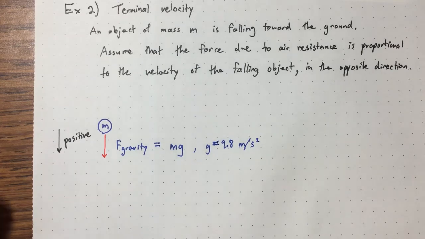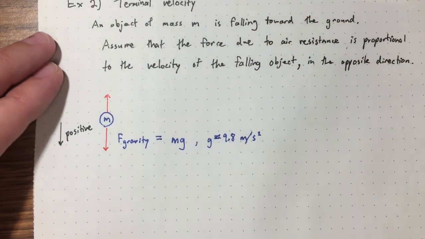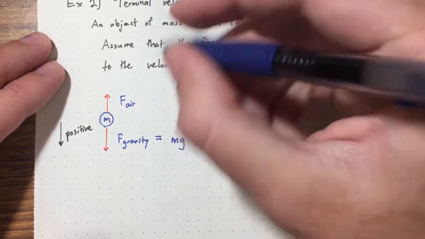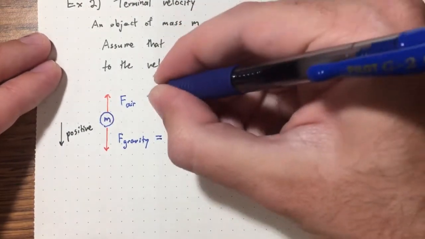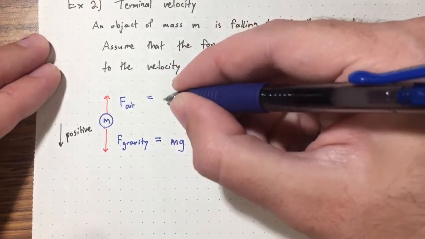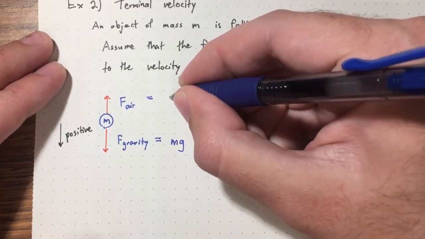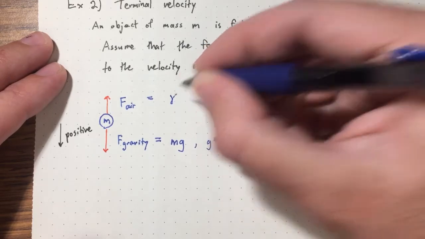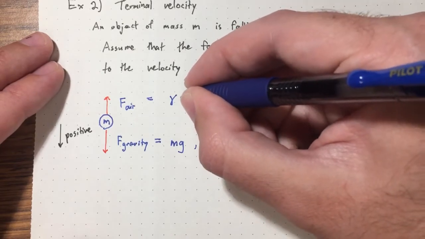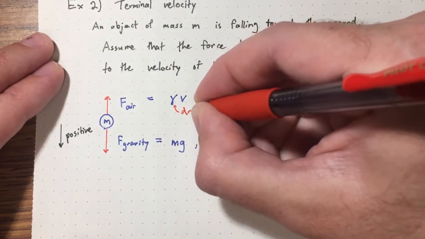Okay, and then we have the air resistance, and because the object is falling, that's going to be acting this way. So this is a force due to the air resistance, and that is going to be proportional to the velocity. So I have some constant of proportionality. I actually call that gamma usually. So gamma times the velocity, v. This is sometimes called the drag coefficient.